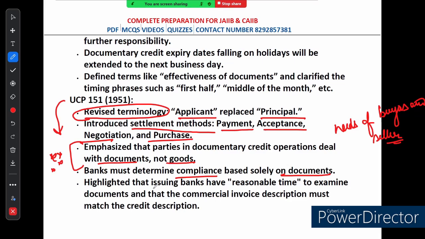So that's the key point. Banks must determine compliance based solely on the documents. Banks don't physically inspect the goods. Their job is to make sure that the paperwork checks out.